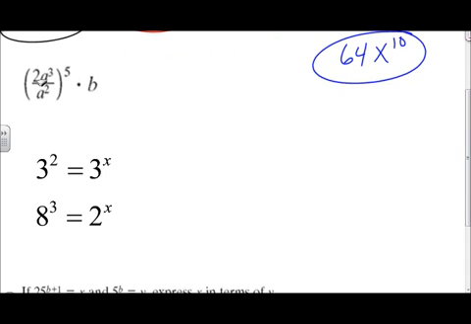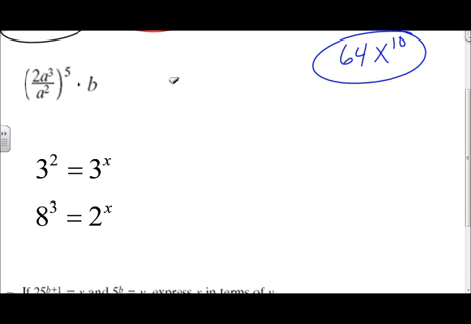Okay, this one here, we're raising everything in these parentheses to the fifth power, and then we'll multiply by b. So I'll rewrite it first, and you don't have to do this if you're okay with just jumping to a simplified problem for the fraction here. What I'm going to do is, I didn't want to rewrite it that way. Let me erase that.